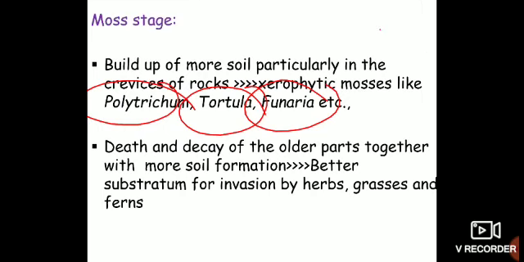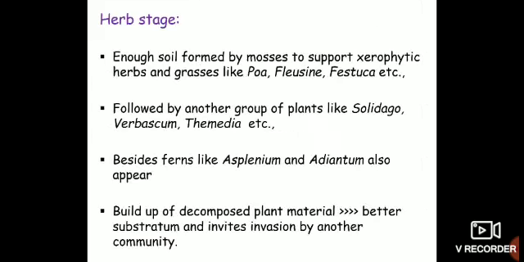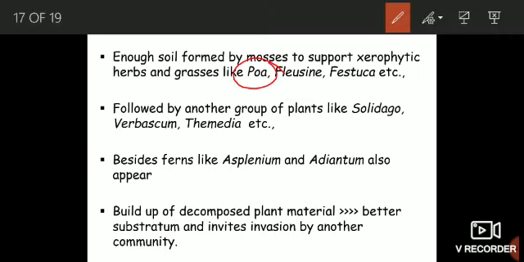That means the next coming plants are herbs, grasses, and ferns. Here you have the herb stage. Enough soil formed by mosses supports xerophytic herbs and grasses like Poa, Phyllocene, and Festuca. The mosses build more soil, and this creates favorable conditions for the xerophytic herbs and grasses like Poa, Phyllocene, and Festuca to invade this area.